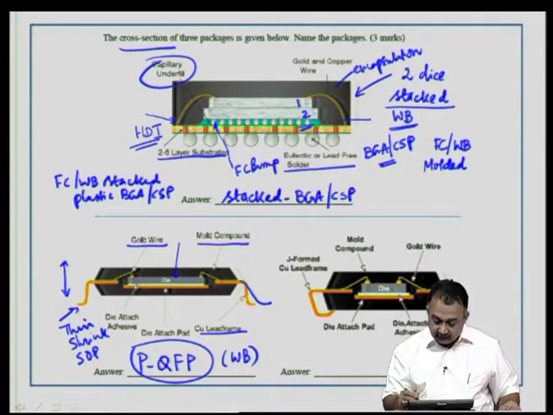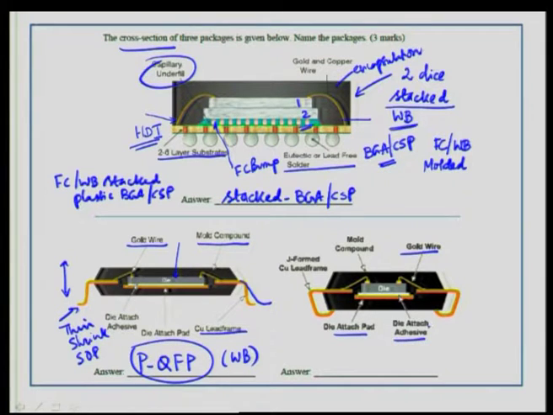Now, if you look at the second figure here at the bottom, it is a very similar configuration. There is a wire bond, there is a molding compound, there is a die attach pad, and an attach adhesive that attaches the die to the lead frame. The difference here is that the lead frame is a J formed copper lead frame. So, this could be a quad flat J bended lead. Okay. So, this is how you try to find out what kind of package it is if you are given the cross section of a package.